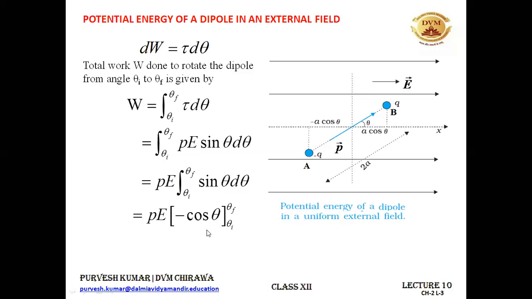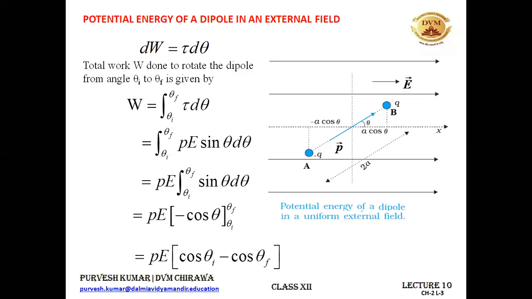Now put the limits. First put the upper limit, then a minus sign from your side, and put the lower limit. In place of theta, you put theta f, and then again a minus sign from your side, and in place of theta you put theta I. So it will look like this: PE (cos theta I minus cos theta f). Why so? Because when you put theta f in place of theta there will be a minus, then one minus from your side, and then again this minus. Those two minuses become plus. That's why this cos theta I will be plus. So it comes out to be PE (cos theta I minus cos theta f).